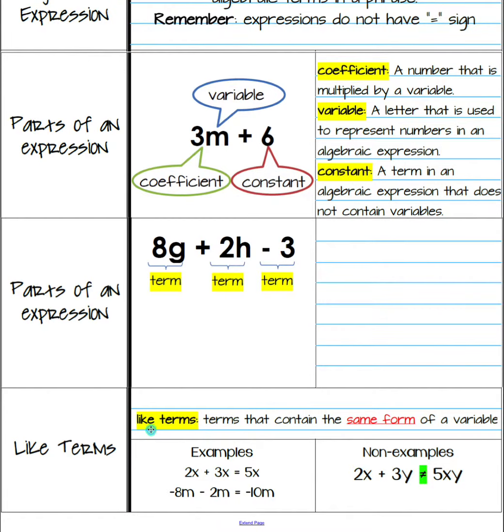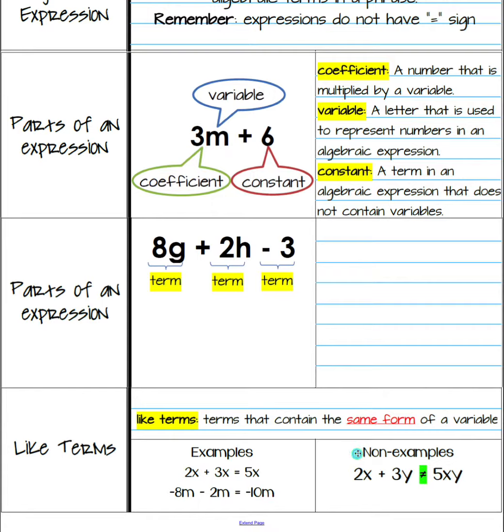When we are talking about like terms, those are terms that contain the same form of a variable. Some examples are if we have 2x and we are adding 3x to that, our x's are like terms, and so that gives us 5x. So 2 plus 3 gives us 5. Similarly, we have negative 8m minus 2m, so our m's are like terms. So negative 8 and negative 2 give us a negative 10m.